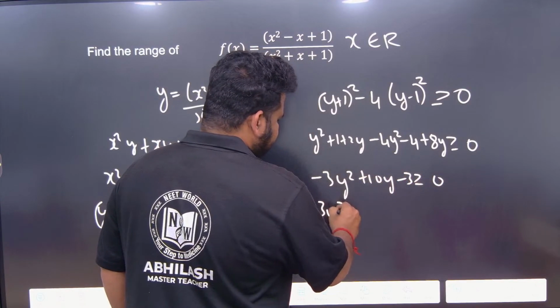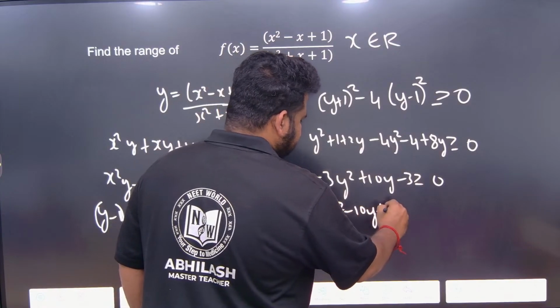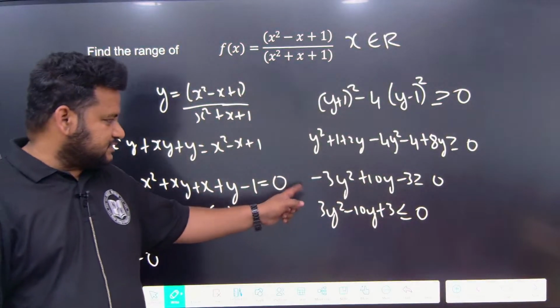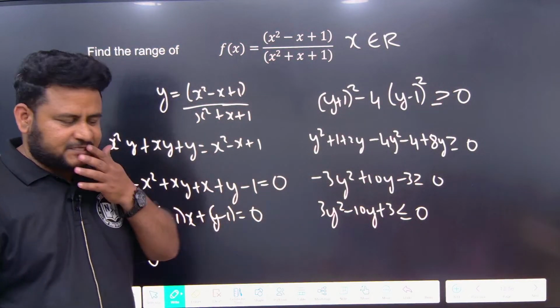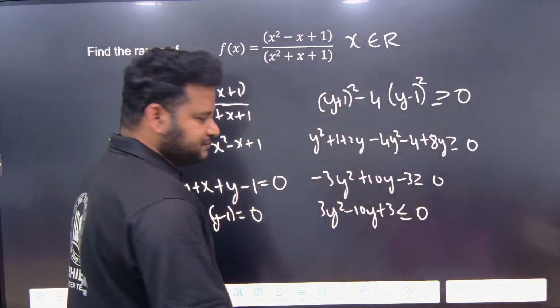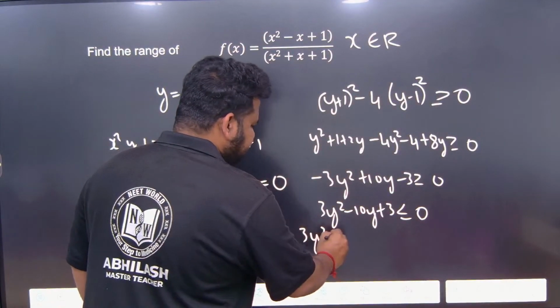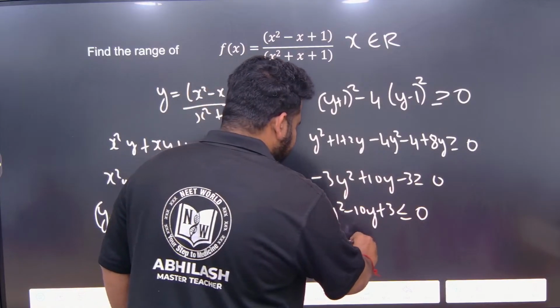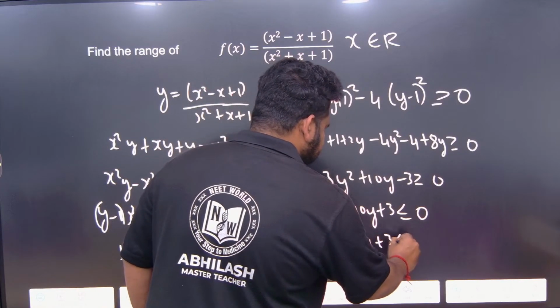3y square minus 10y plus 3 is less than or equal to 0. The inequality changes. Minus, I made it as plus, so the inequality will change. Now what we have to do? We have to solve this. We will get 3y square, this is minus 9 minus 1, correct? So minus 9y minus y plus 3 is less than or equal to 0.